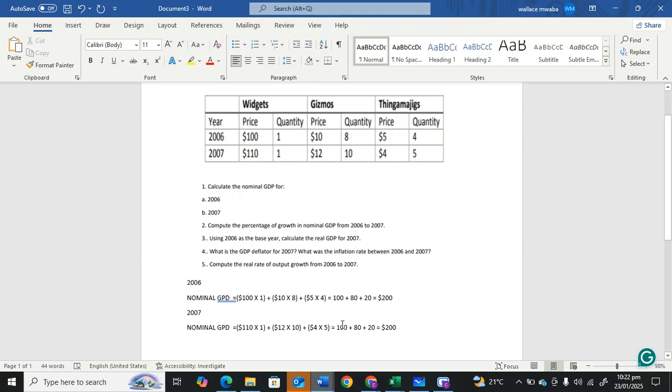110 times one, 110. 12 times 10, 120. 4 times 5, that is 20. So 120 plus 20, that is 140. Plus 110, our GDP is $250. That's the nominal GDP for 2007. Any questions?